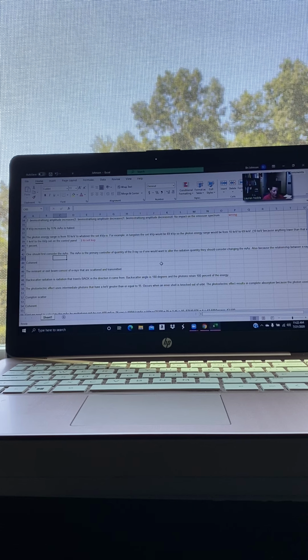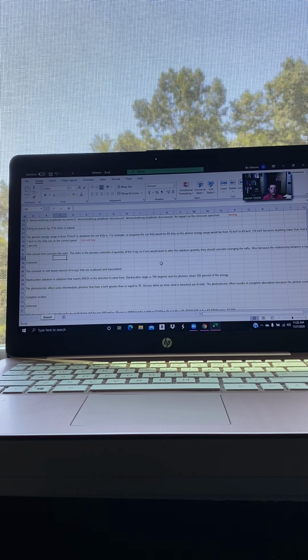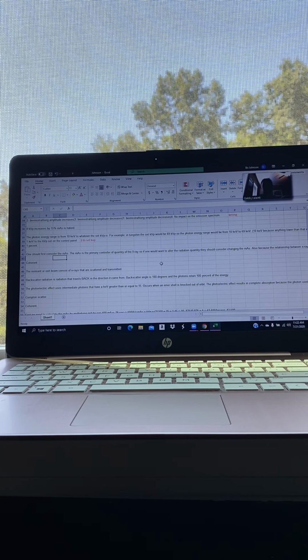But if you just simply said, 1 keV to 70 keV or 10 keV to 70 keV, then that's not correct. You had to indicate that the KVP, what that was set to, is what determines that ending point. Because if I'm at 100 KVP, I have 100 keV photons. If I'm at 75 KVP, then I only have up to 75 keV for my maximum energy. What was the answer for this? What's the photon range? It's 1 keV up to the set KVP.